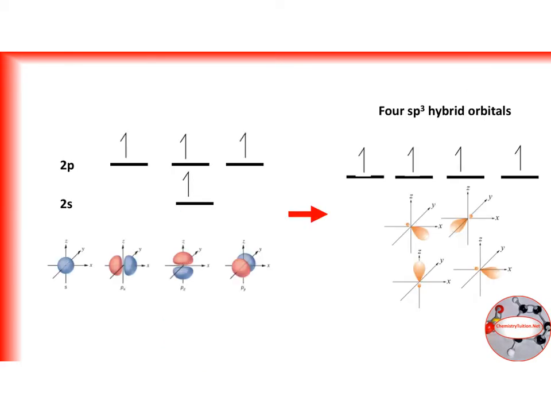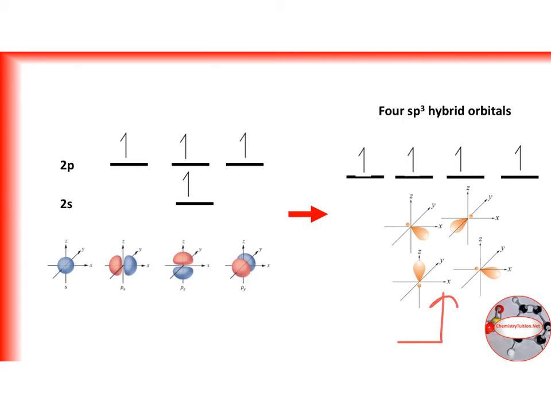After promoting an electron into the 2p orbital, we are able to now mix those orbitals together. And so carbon starts with 1 2s orbital and 3 2p orbitals, and we'll mix those together to give us 4 hybrid orbitals, and we call those sp3 hybrid orbitals because they're a mixture of an s orbital and 3 p orbitals. And you can see what those orbitals look like down in this area here.